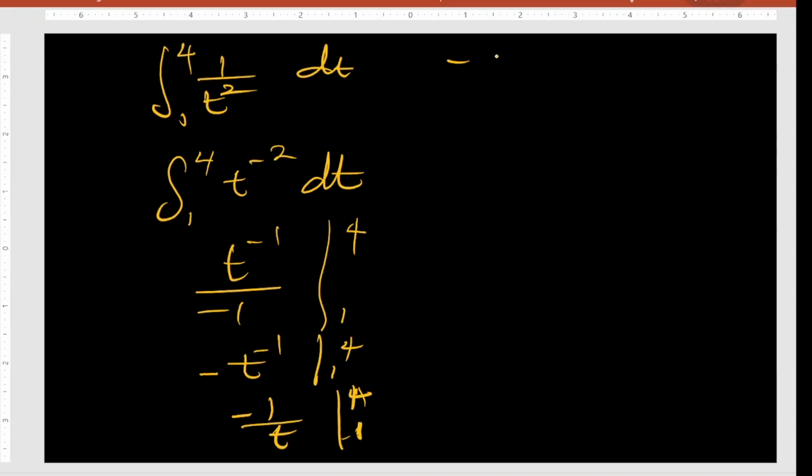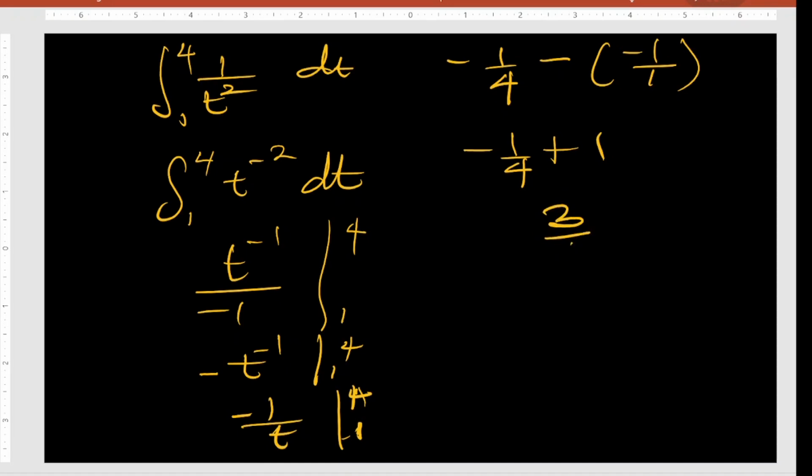So this will be negative 1 over 4 minus negative 1 over 1. And this will just be negative 1 over 4 plus 1. And this will be positive 3 over 4. Positive 3 over 4.